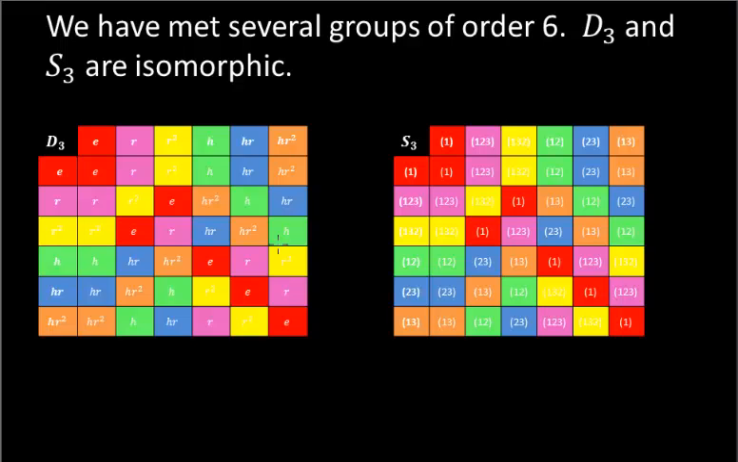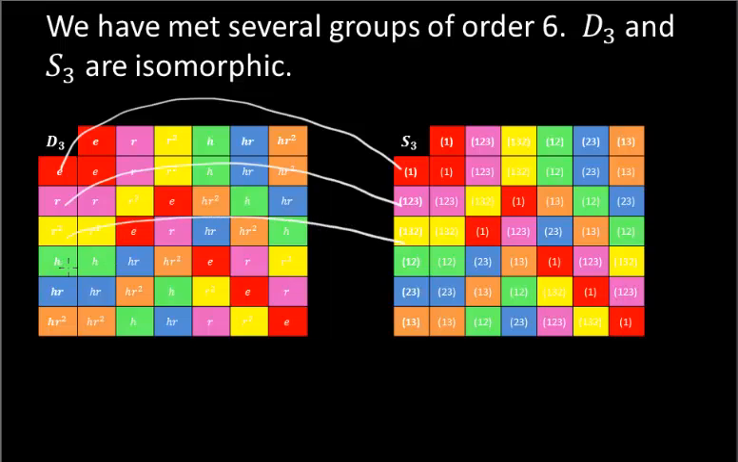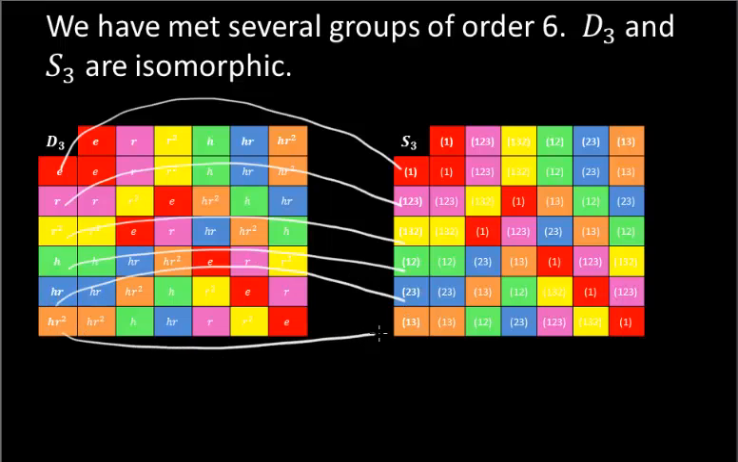And what these colors are doing for us here is giving us a mapping. They're telling us that if we have a mapping that matches E with the identity and R with (1 2 3), and R squared with (1 3 2) and so on, H with (1 2), HR with (2 3) and HR squared with (1 3), that this is a homomorphism.